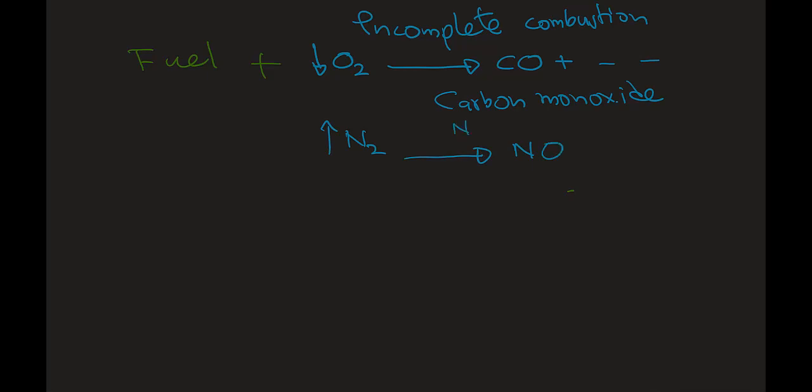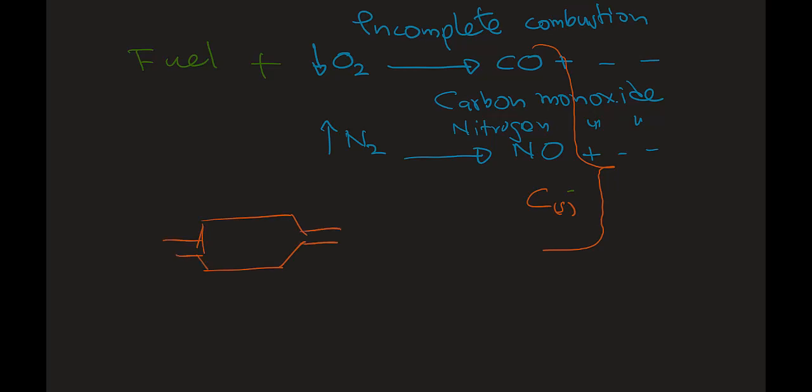Now let's look at the nitrogen, because nitrogen is 80%, right? It will make nitrogen monoxide. So carbon monoxide and nitrogen monoxide and solid carbon, carbon black, can be formed because of a higher level of nitrogen or a low level of oxygen or more fuel.